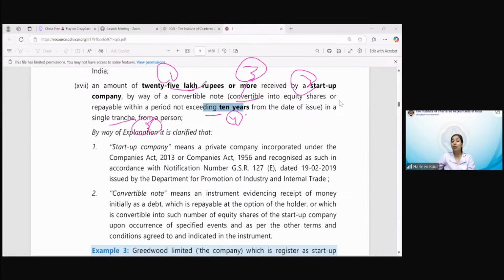If 25 lakhs or more is received in a single transaction, then only it will not be considered as a deposit. Otherwise, if you're receiving 10 lakh, 15 lakh, then it will be considered as a deposit. Let's make it more clear with an example.